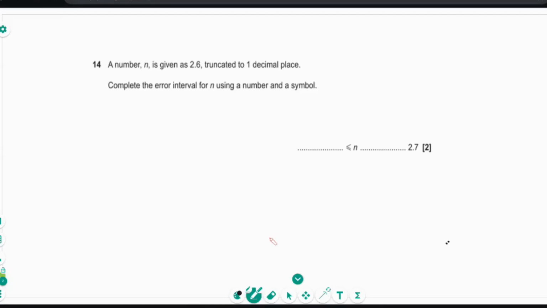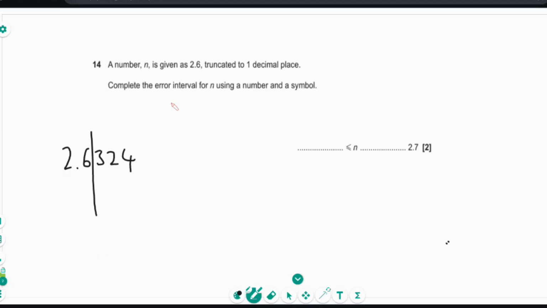A number n is given as 2.6 truncated to one decimal place. Complete the error interval for n using a number and a symbol. So what does truncate mean? Truncate means you don't round, you literally just cut the number off.